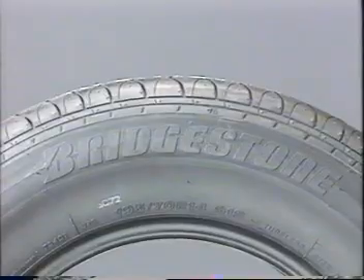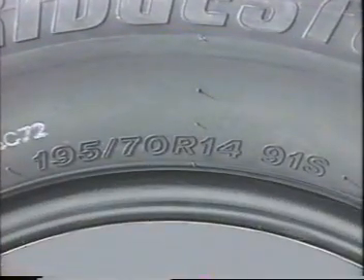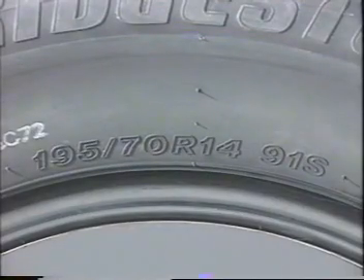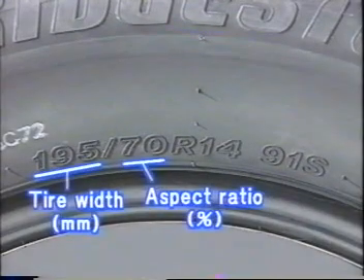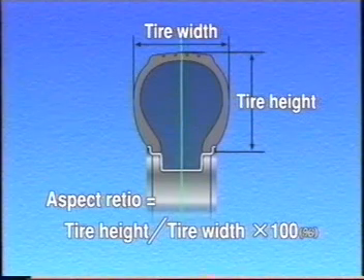The size of a tire is indicated by letters and figures on its sidewall. This is one example. The first figure shows that the tire is 195 millimeters wide, and the next figure, 70, represents the aspect ratio. It is the ratio of the height to the width of the tire expressed as a percentage.